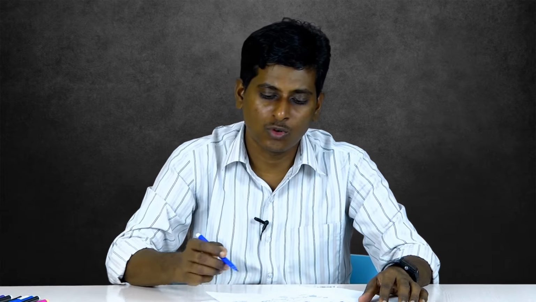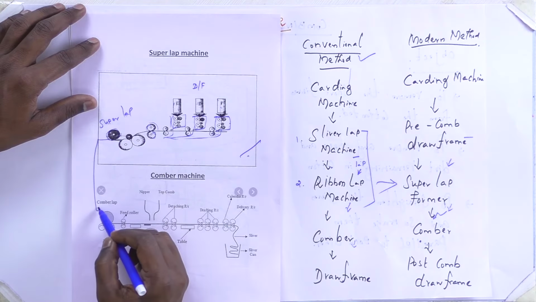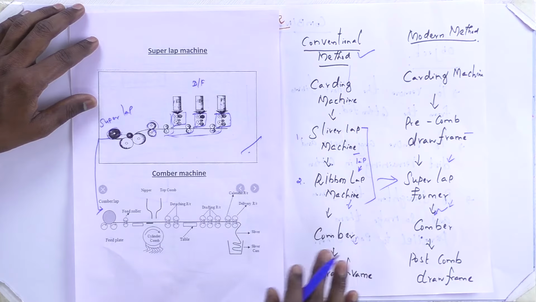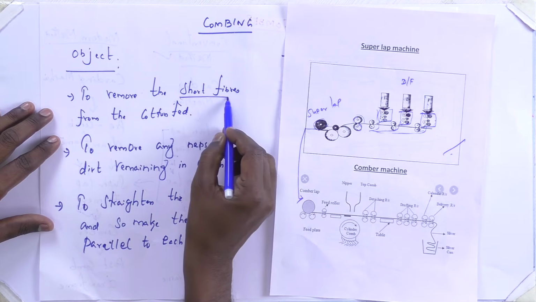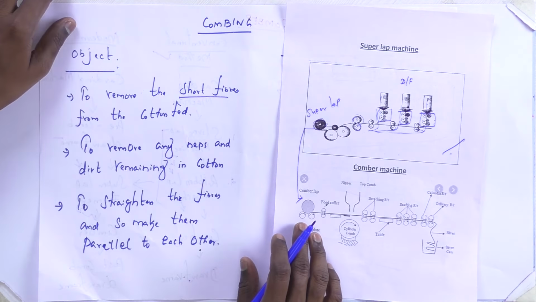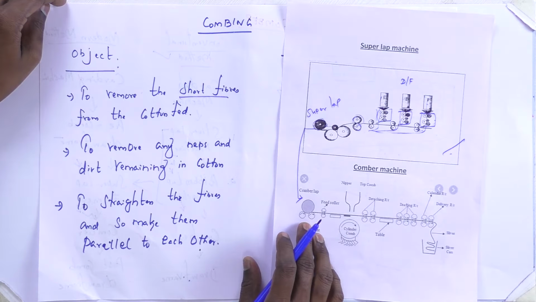So in this way we can produce super lap, or by using sliver lap and ribbon lap we produce ribbon lap. The ribbon lap or super lap is the feed material for the comber. To remove the short fibers present in the feed material is the main object of the comber, because these short fibers create more problems in spun yarn manufacturing.